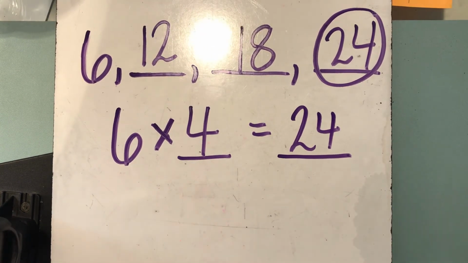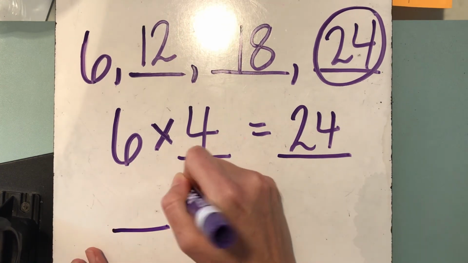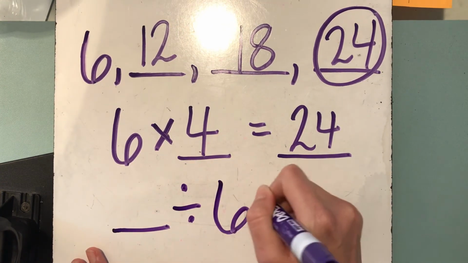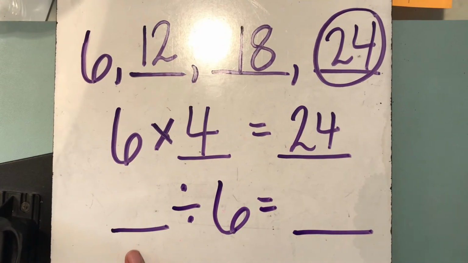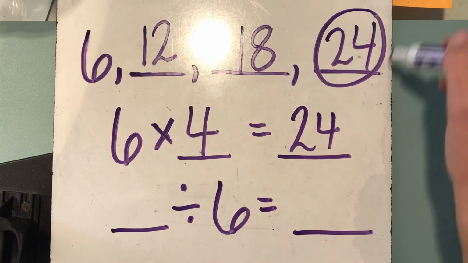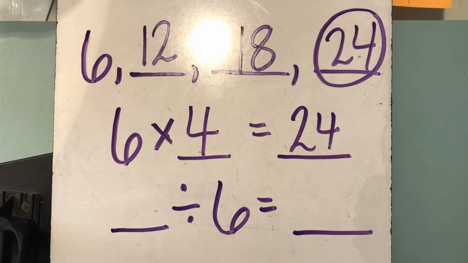Okay, now we're going to flip this. Now we're going to do the opposite of multiplication, which is what? Division. So blank divided by 6 equals blank. I'm going to give you a hint here. I've been telling you guys this. What goes first in division? Is it a factor or is it the total? So think about how many times you skip counted to get to this last number in the sequence. Pause the video and see if you can figure this out.